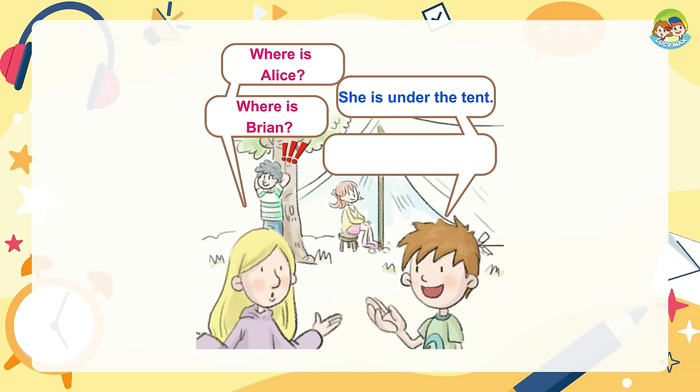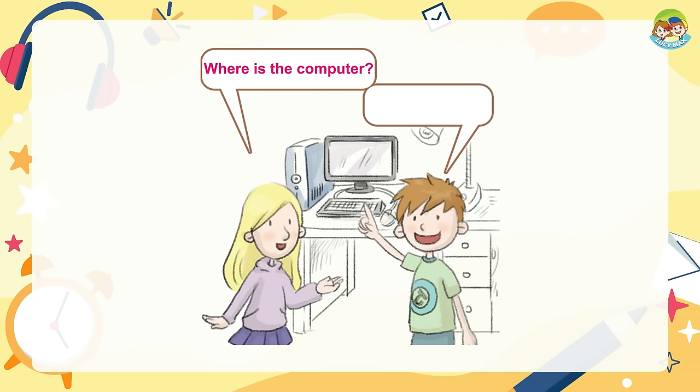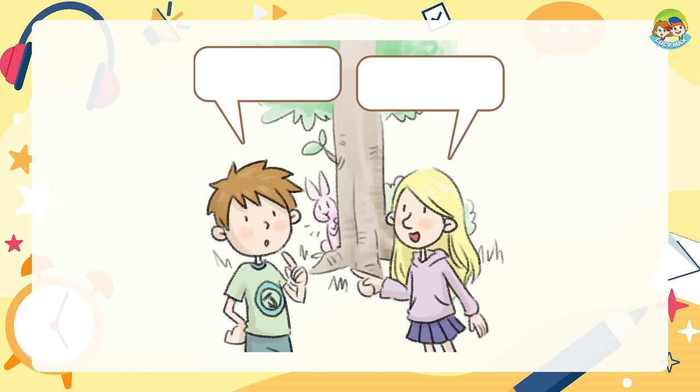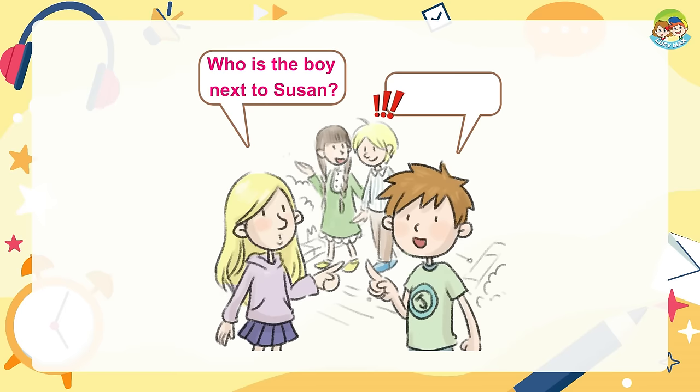Where is Brian? He is in front of the tree. Where is the computer? It is on the desk. Where are the puppies? They are on the mat in the doghouse. Where is the rabbit? It is behind the tree. Who is the boy next to Susan? He is Alex.